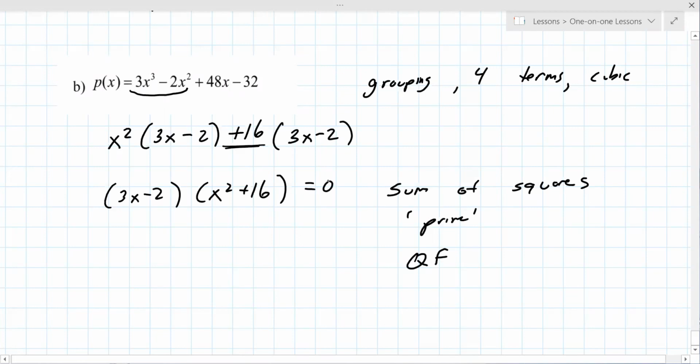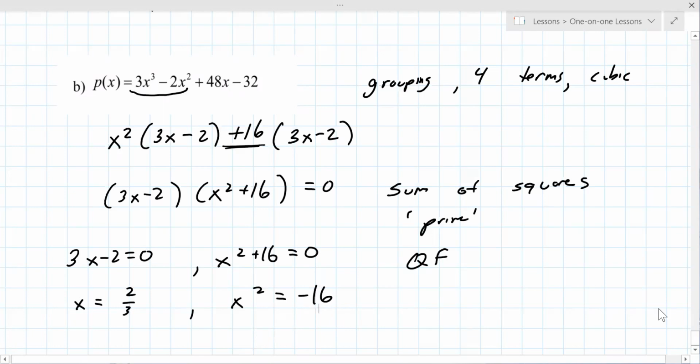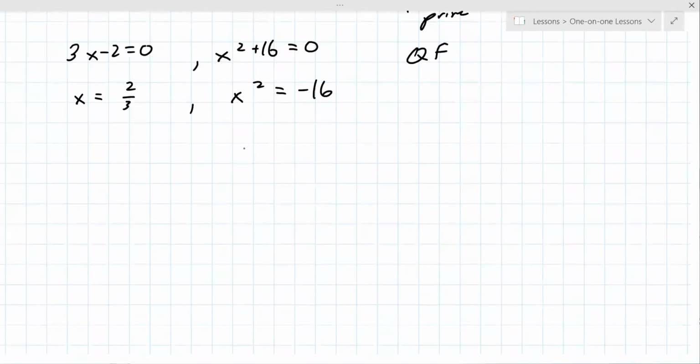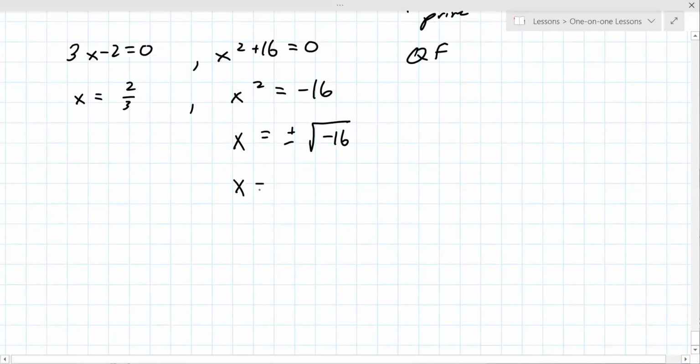I'm not going to have you use it. You're setting each of these equal to 0. So the one on the right is 2/3. I'm sorry, the left. The one on the right, x squared equals -16. When you take the square root of both sides, you're going to get x equals plus or minus the square root of -16. X equals plus or minus 4i. So your zeros are 2/3, comma, 4i, comma, minus 4i.